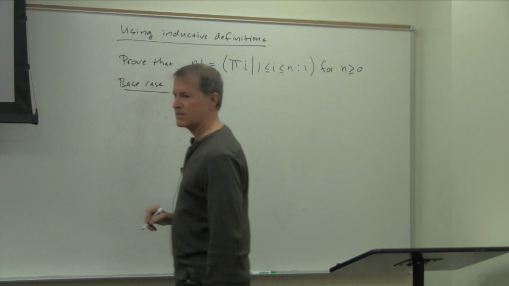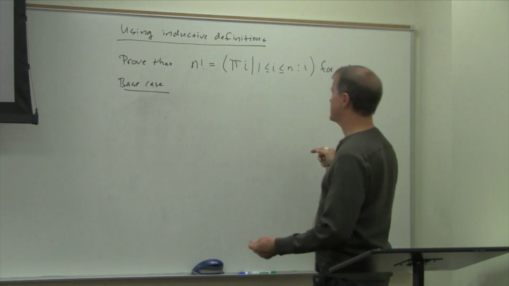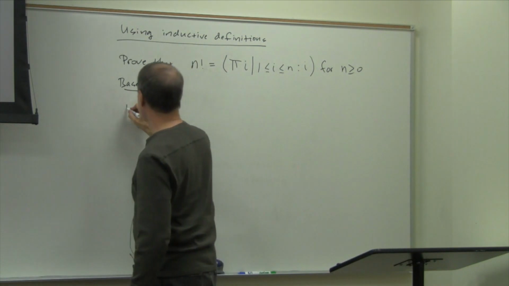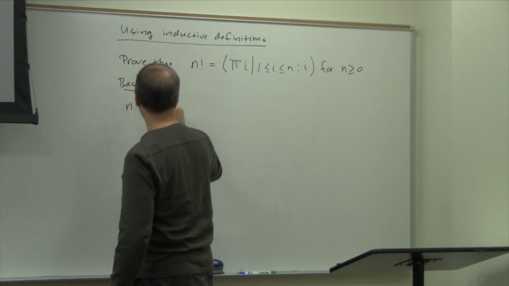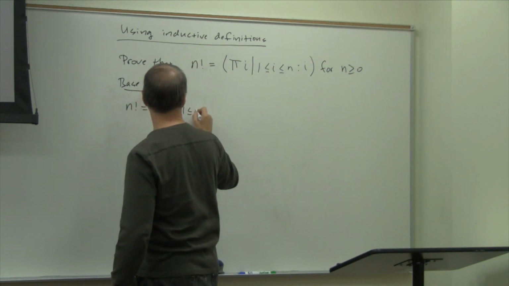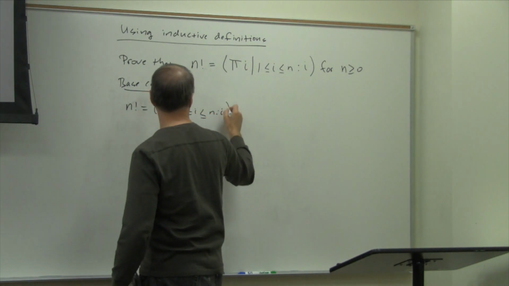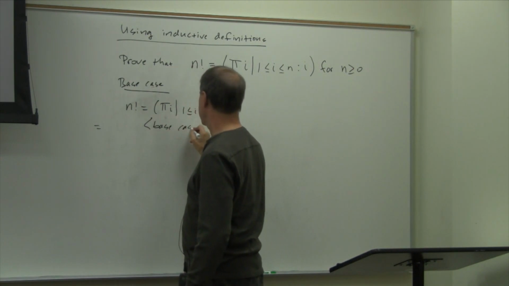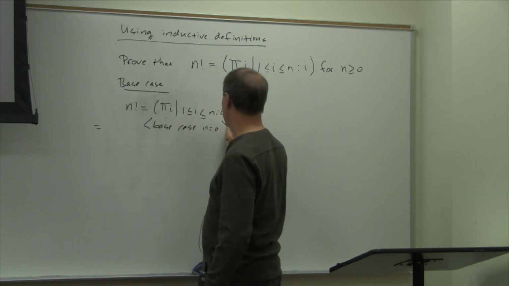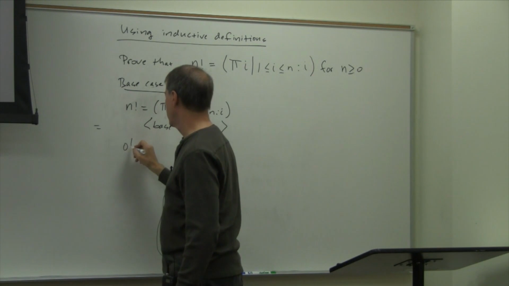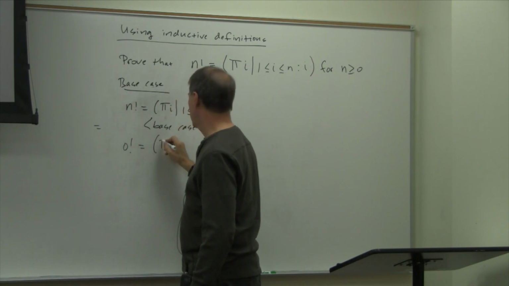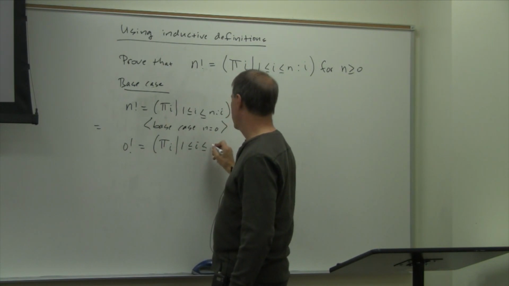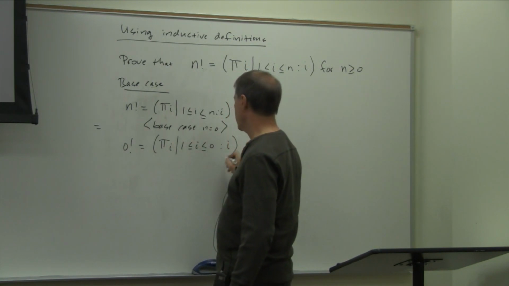So how do we do the base case? What do we always write down for the base case? We write down the whole thing and then we substitute in for the base case. So base case: n factorial equals product over I, 1 less than or equal to I, less than or equal to n, body I. Base case is n equals 0. So when we put n equals 0, 0 factorial equals the product over I, 1 less than or equal to I, less than or equal to 0, body I.